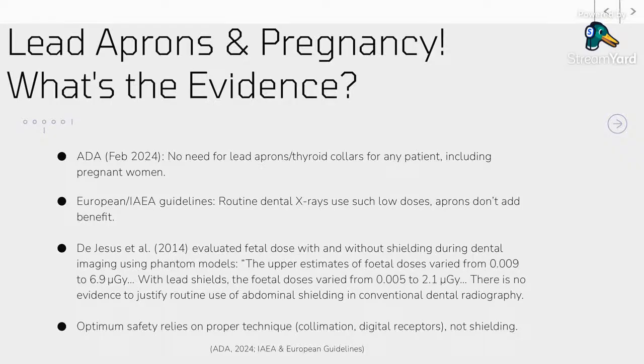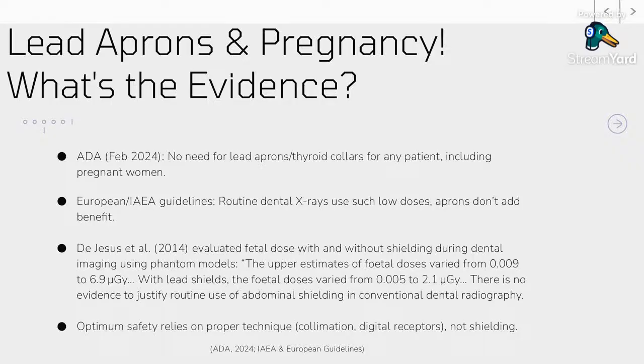Like I was saying, optimal safety relies on proper technique, collimation, and digital receptors, and not on shielding. You want to keep the radiation as low as possible. Prestigious organizations like the ADA, IAEA, and European regulators agree that lead aprons are no longer routinely necessary. Wearing an apron can actually interfere with image quality and increase repeated exposures, which is counterproductive. So once again, I highly recommend you all read these guidelines.